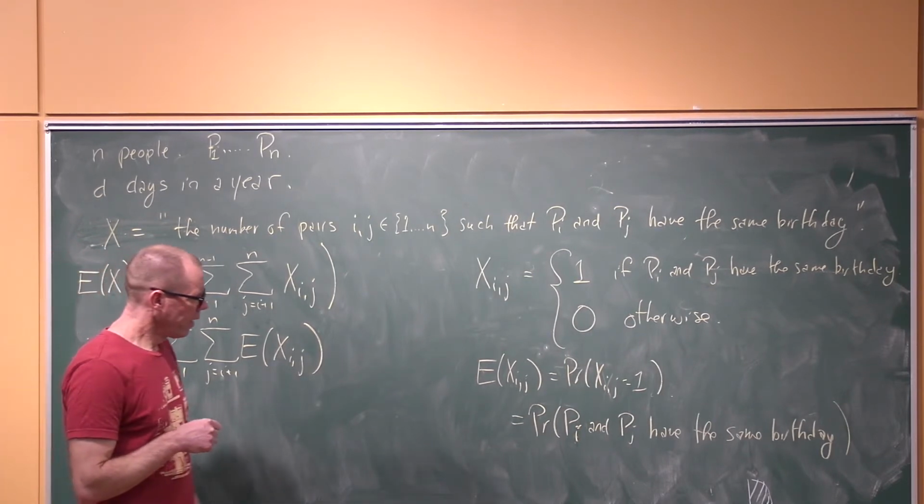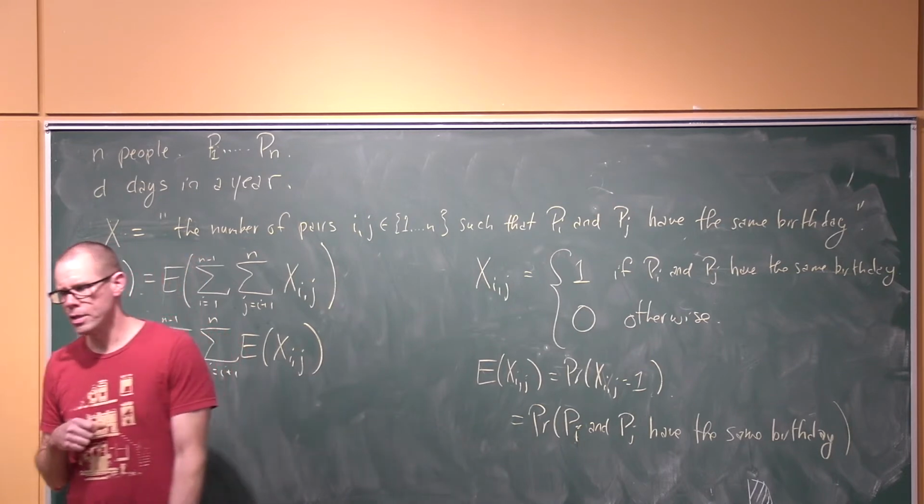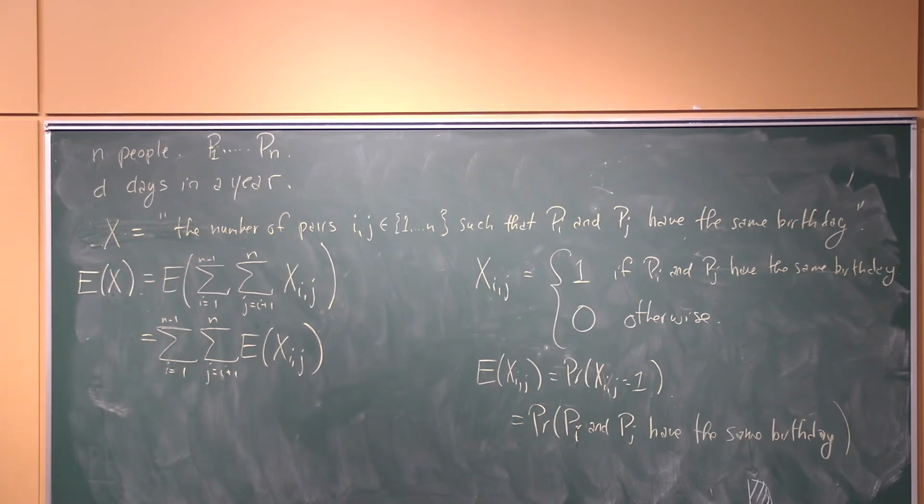The easy way to see that is I have some birthday. What's the probability that your birthday is the same? Well, your birthday is one of the 365 days of the year, and only one of those is my birthday, so it's 1 out of 365.